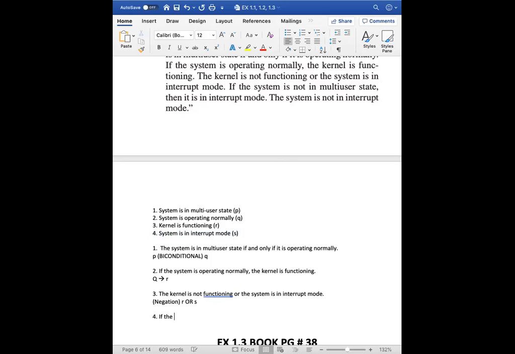The next one is: if the system is not in multi-user state, then it is in interrupt mode. This one will be represented with implication because of the words if and then, which hint that we need to use implication. So we will take the negation of P implies S.